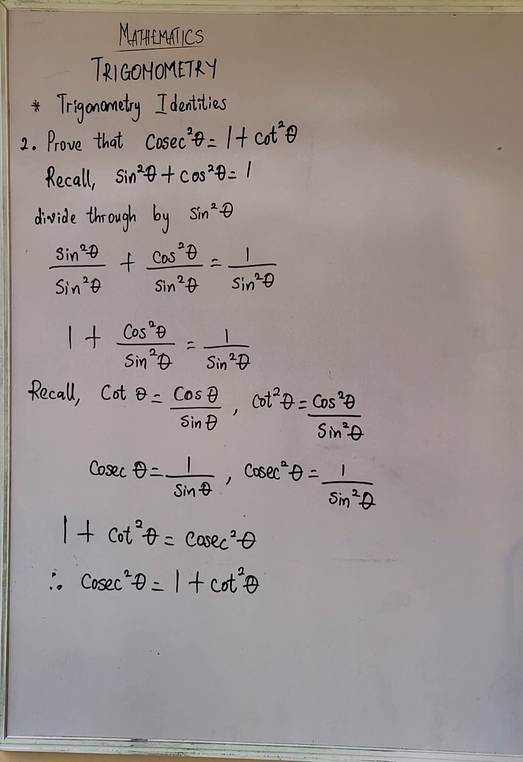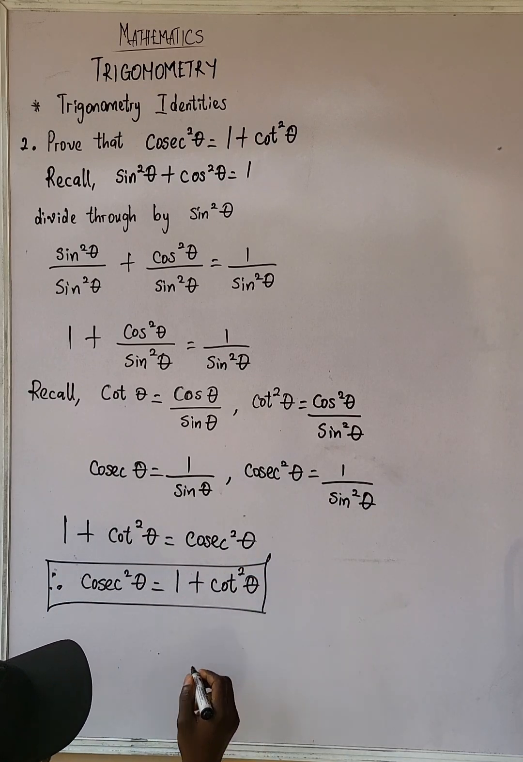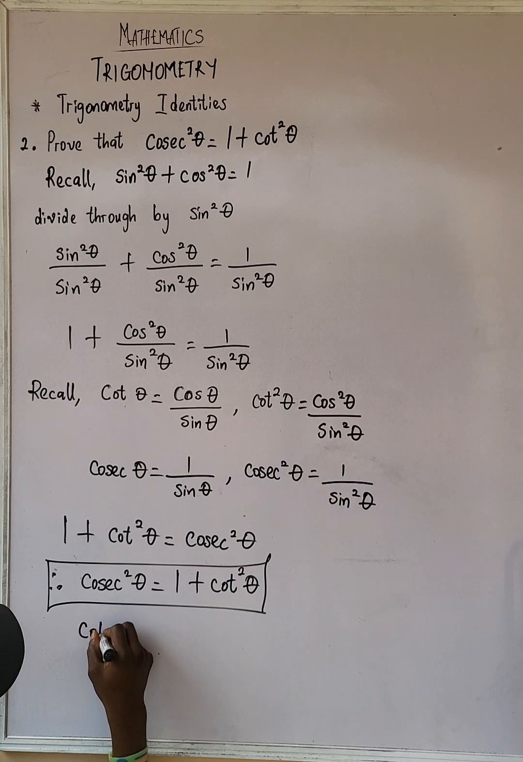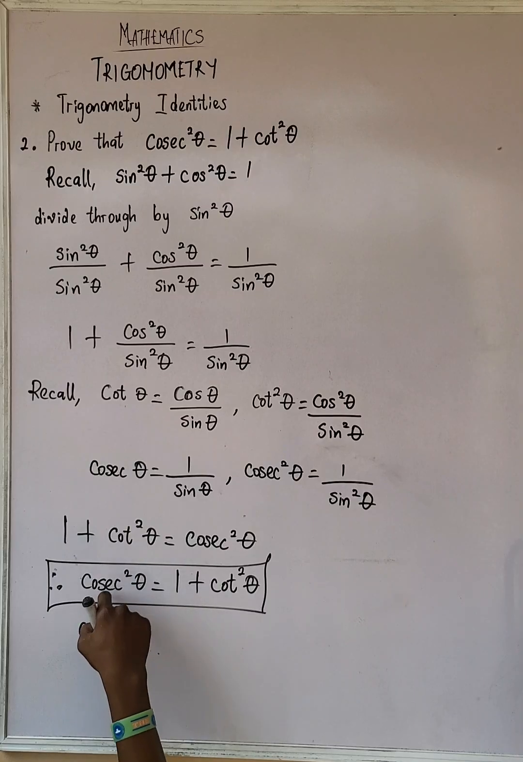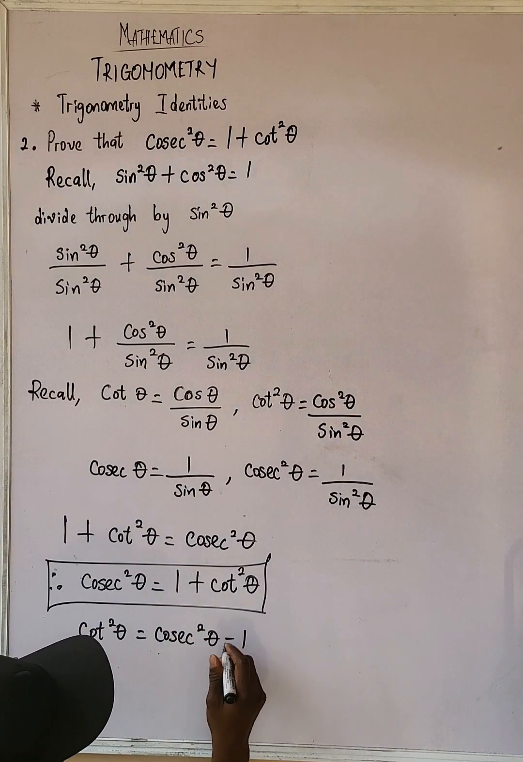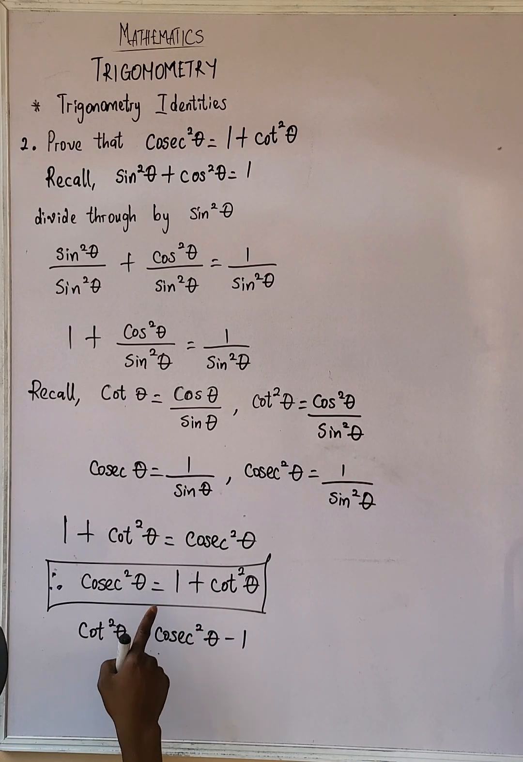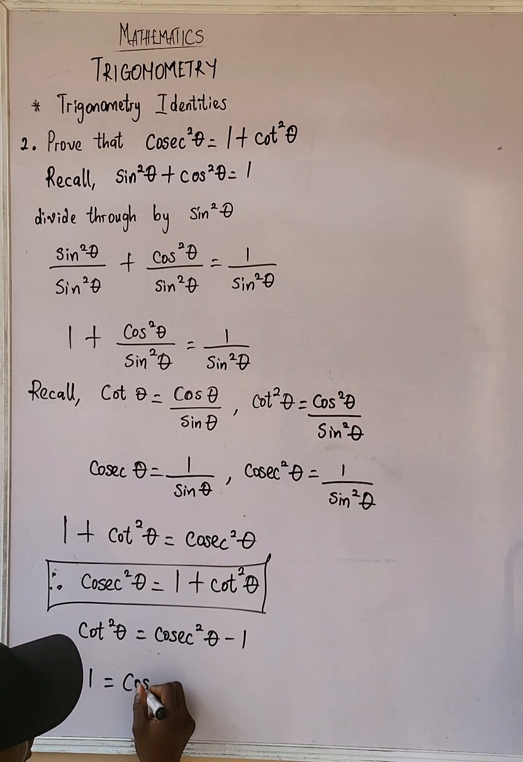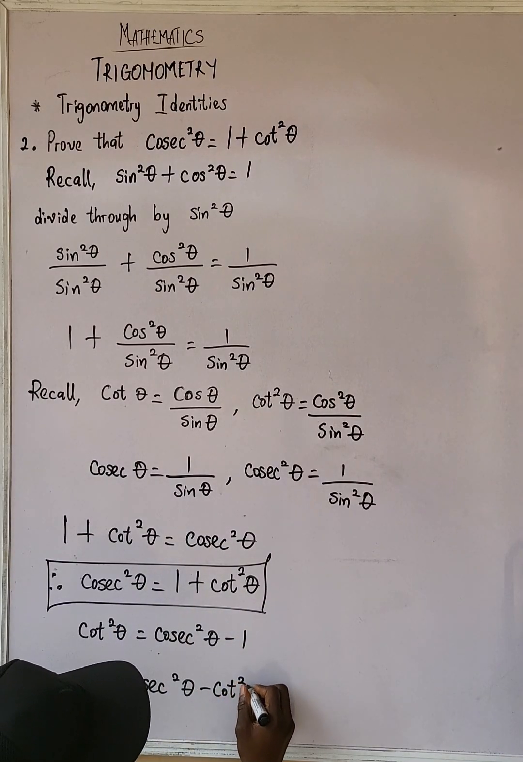This is the equation we wanted to derive, the second trigonometry identity. From here, if we are to make cot square theta the subject of the formula, we take the 1 across, and that will be cot square theta equals cosec square theta minus 1. And if we make 1 the subject of the formula, 1 will be equal to cosec square theta minus cot square theta.